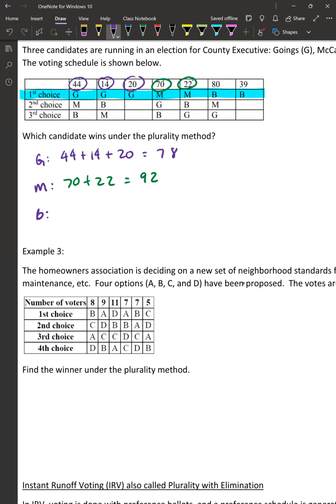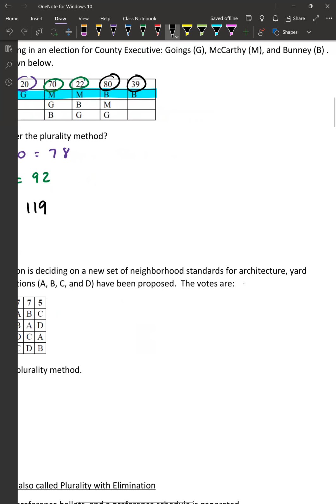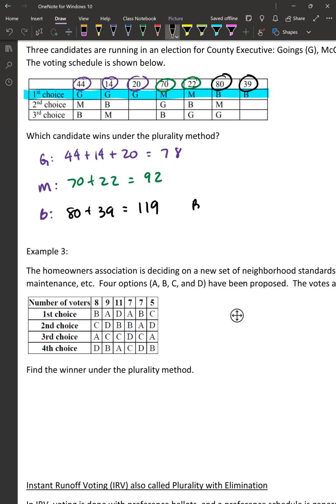Let's put Bunny here. And how many did they have? They had 80 plus 39. What is that? I'm going to do that on my calculator just so, 119. Oh, look at that. So according to this preference schedule, Bunny is the winner. And it's B-U-N-N-E-Y. Yeah. B-U-N-N-E-Y wins, right? They have the most first place votes. There were more ballots with Bunny in the first place choice than any other candidate.